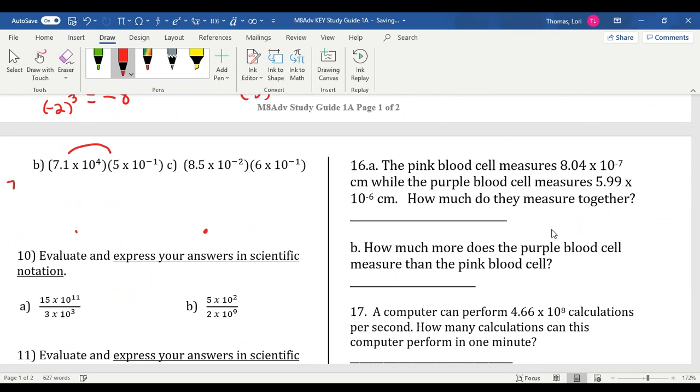7.1 times 5. Oops, that should be a 1 here. 7.1 times 5. 5 times 1 is 5. 5 times 7 is 35. And we move the digit once because it's 1 here. So we're going to have 35.3 times 10, and 4 plus -1 is 3. Let's make our adjustments. And we're going to have 3.53 times 10 to the 4th.